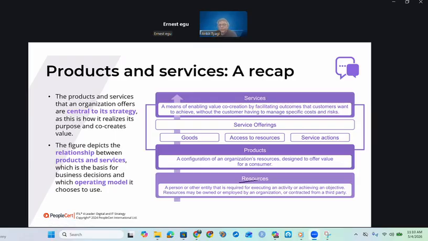Resources that the organization has or they possess. It can be a person or other entity that is required for executing an activity or achieving an objective. Resources may be owned or employed by the organization or contracted from a third party. So it can be any which way. It can either be owned, it can be employed by the organization, or it can come in from third party resources as well.